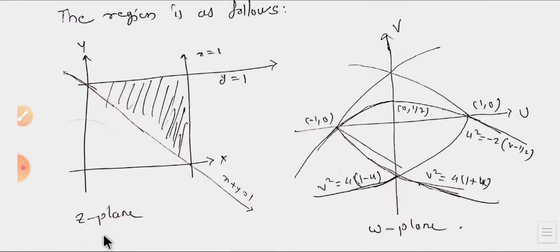So in the z plane, the equations are x equal to 1, y equal to 1 and x plus y equal to 1. This passes through x plus y equal to 1. So the region is here. So we find the same region in the w plane, that is, the parabolic equation becomes u square equal to minus 2 into (v minus 1 by 2).